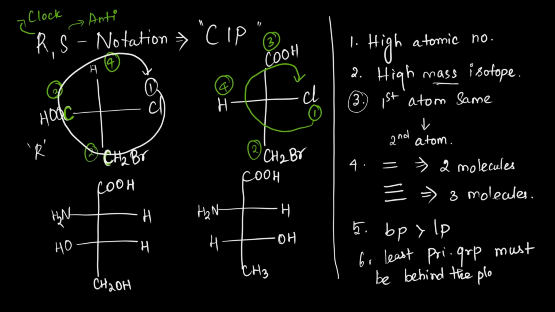Ma'am, how do we find above the plane or behind the plane in this kind of Fischer projection? In that case, hydrogen must be in vertical position. I mean, the least priority group must be in vertical position. Here it is in horizontal position, so I have to just reverse the notation. It becomes S.